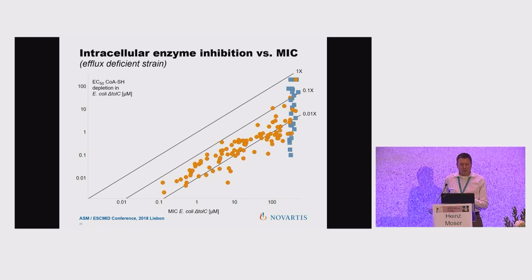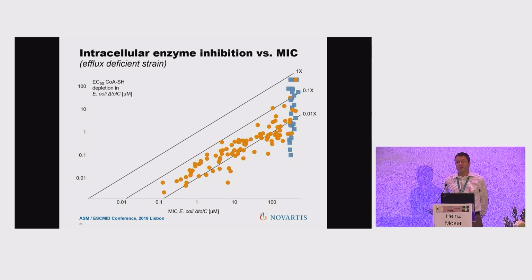So now look at this slide here. This is comparing the MIC of E. coli in the efflux deficient strain with the depletion in the same strain as measured by targeted metabolomics. Theoretically, if you inhibit your enzyme 50% and you kill the cell, all these points should be on the 1x line. What that tells you is that we have roughly a 100-fold shift, plus or minus. So basically we do need to inhibit that enzyme.